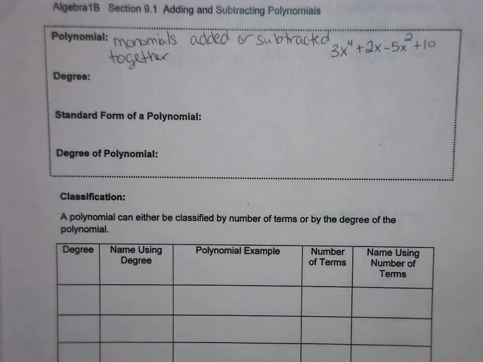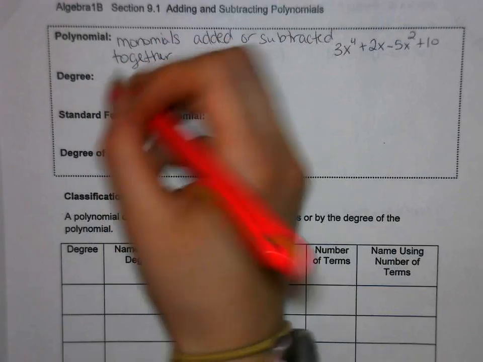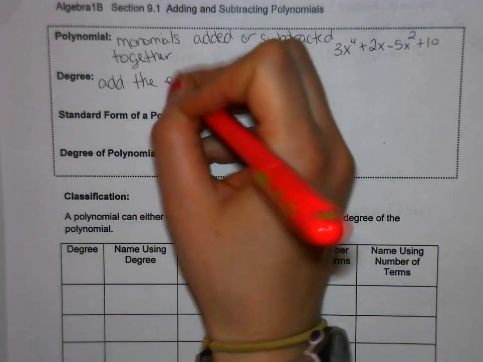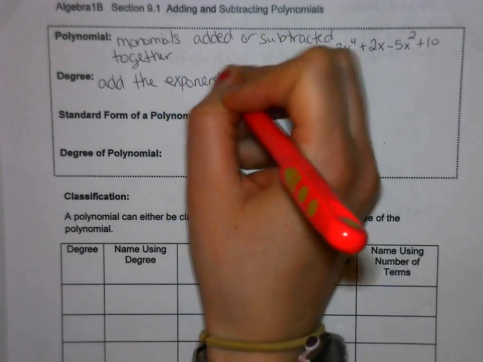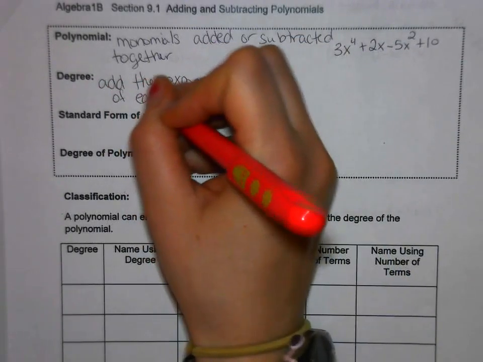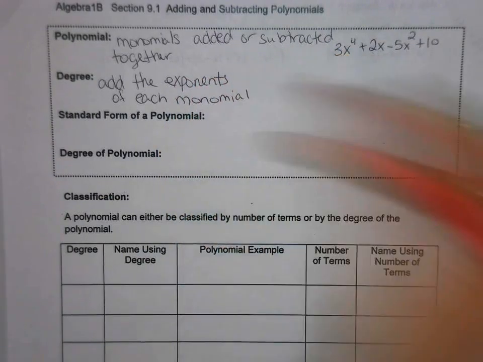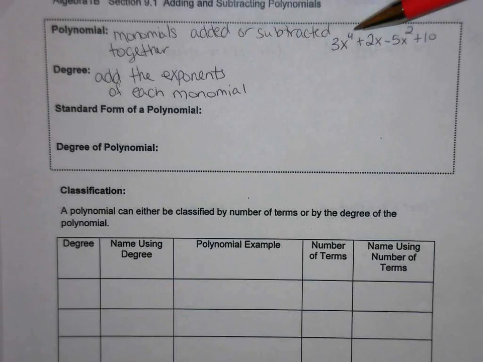A degree is when you add the exponents of each monomial. So for example here, this monomial 3x to the fourth, the degree is 4. Here the degree is 1, a degree of 2, and there's no variable here, so that's a degree of 0.